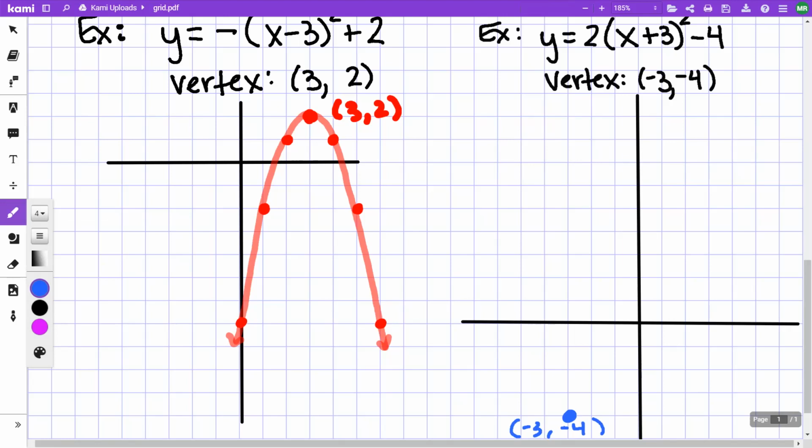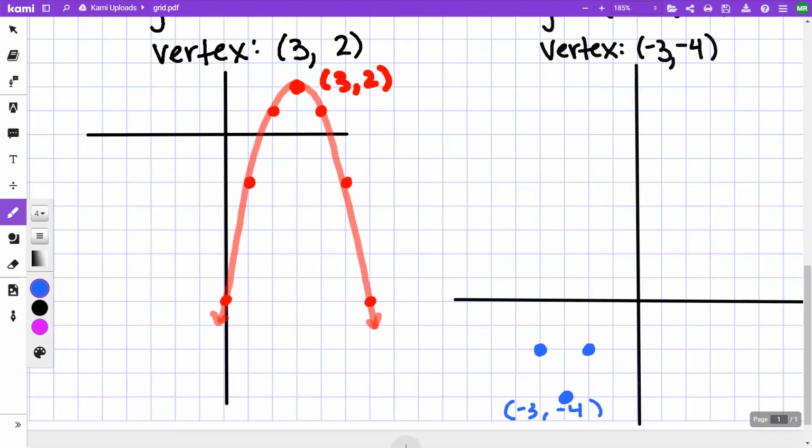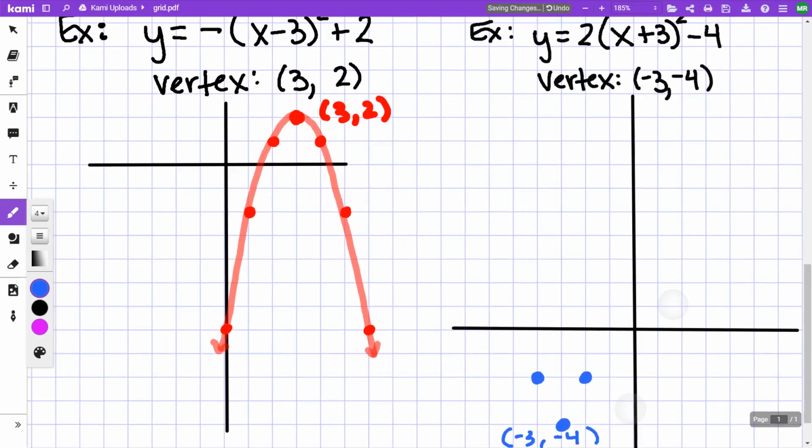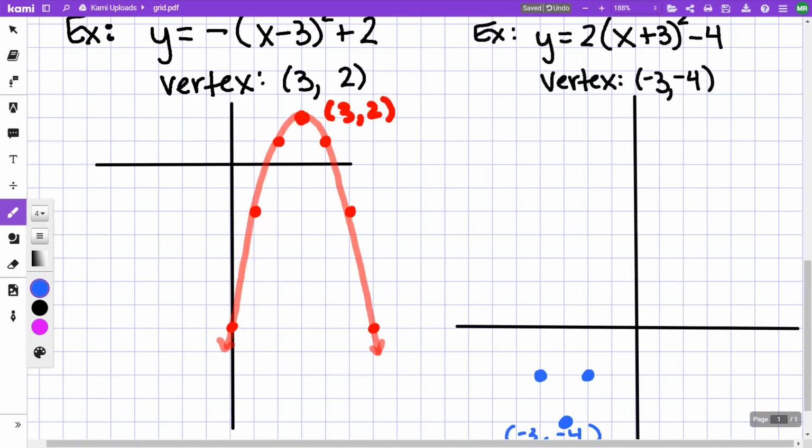But I have a 2 in front, which means after I square 1, I'm going to double it. After I square 2, I'm going to double it. After I square 3, I'm going to double it. So if I go 1 away from my vertex, 1 squared is 1. I double that, I'm going to go up to 2. And I'll do the same on the other side. And when I say up to 2, I'm going 2 up from where my vertex height is.